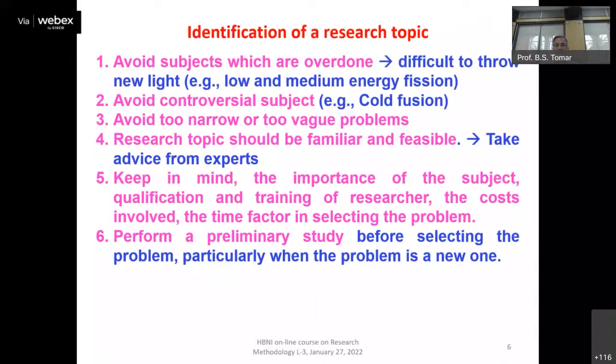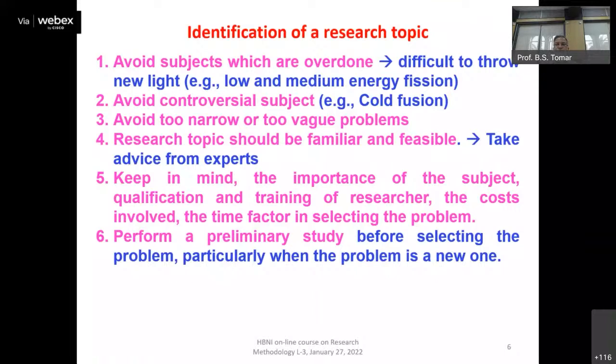So there are some big projects which might take tens of years. One can be a part of that project, but you should see that whatever work you are planning is doable in a reasonable time frame for your PhD problem. And it is always a very good idea to perform a preliminary study. So you do a literature survey, you find some merit in doing some work, but you do a preliminary study before finalizing the research topic, before selecting the problem.